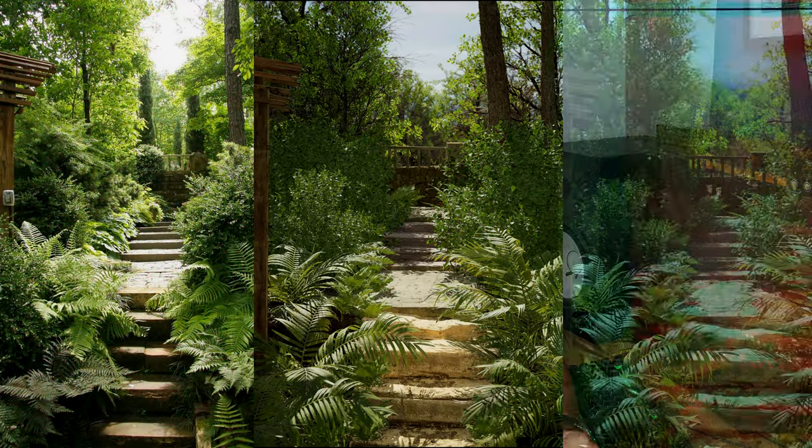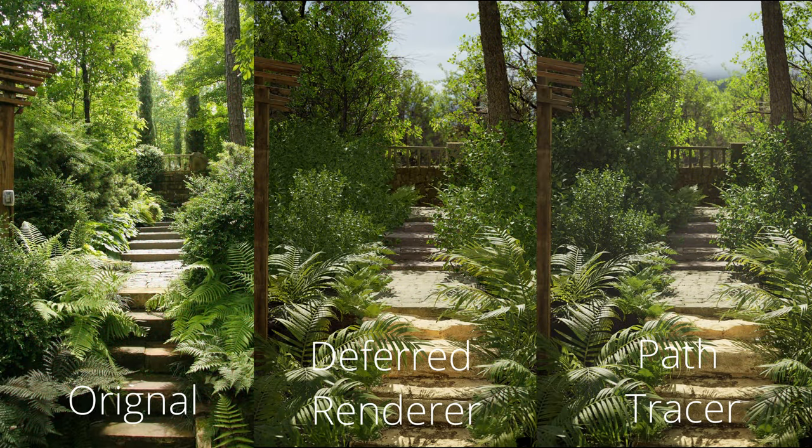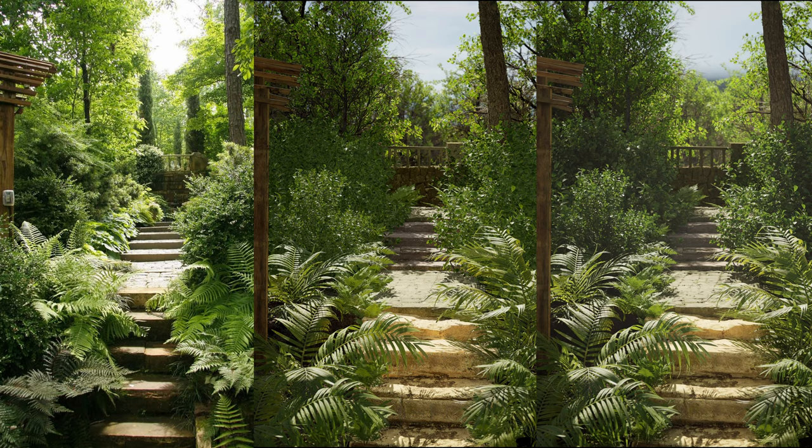So after a render, surprise, surprise, the path tracer came out on top. And the reason the path tracer just looks better in this scene is just that subsurface scattering that you get on the leaves. It really highlights the way that sun would naturally highlight a piece of foliage, and it's just so realistic. If you do know how to achieve this kind of effect using a deferred renderer, please comment below, because that would mean that I can get the same result in-game as well.